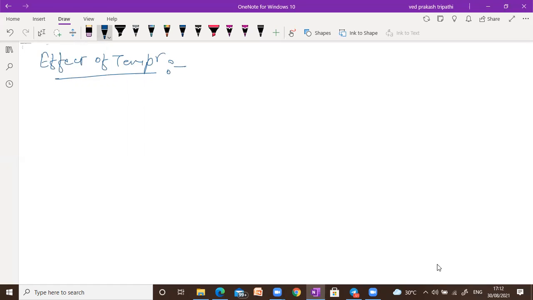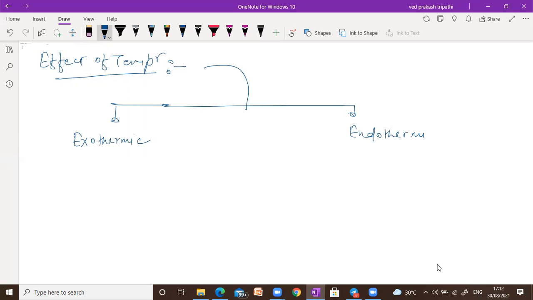So effect of temperature means, if you classify the reactions by the effect of temperature, there will be two types: one is exothermic and one is endothermic. The graph is very easy. For an exothermic reaction, the reactant has higher energy than the product. This is product, this is reactant.